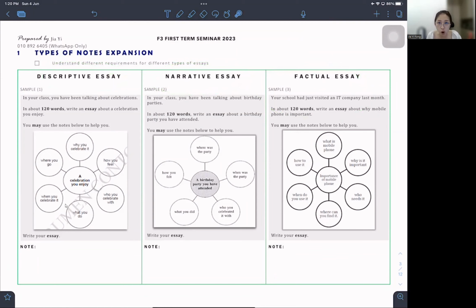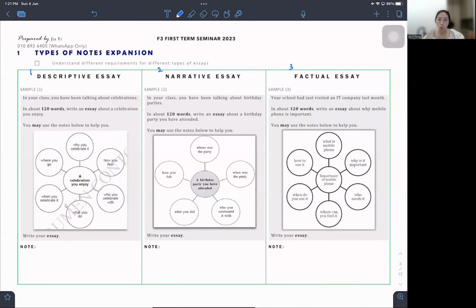Which one is the most common essay in exam? Descriptive, followed by narrative, factual essay. Generally speaking, by right, you should not be doing factual essay at your level, but some schools, they will still come out factual essay. Okay, what if, teacher, I don't know what is descriptive essay, I don't know what is narrative essay. Don't worry, we are going to go through it one by one.